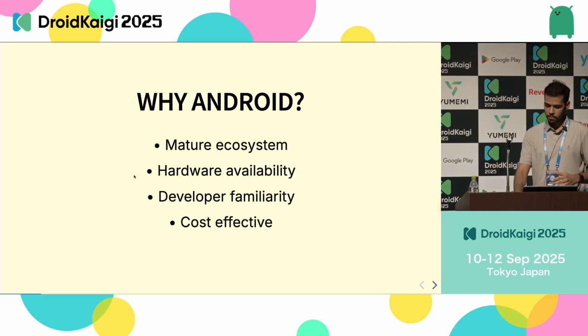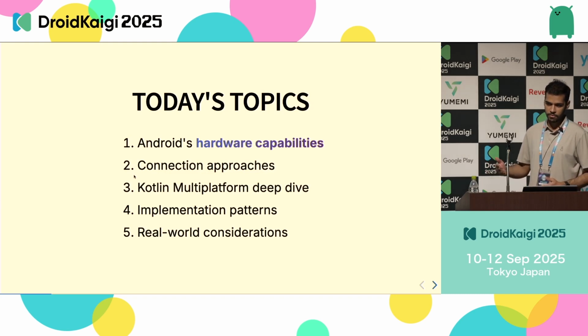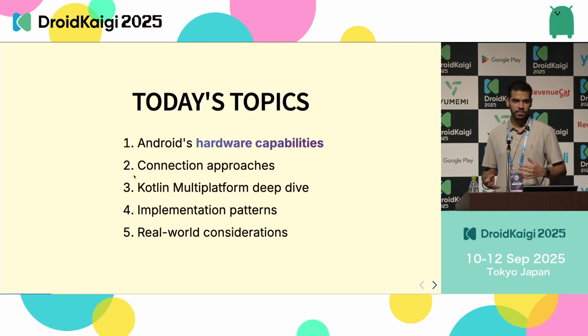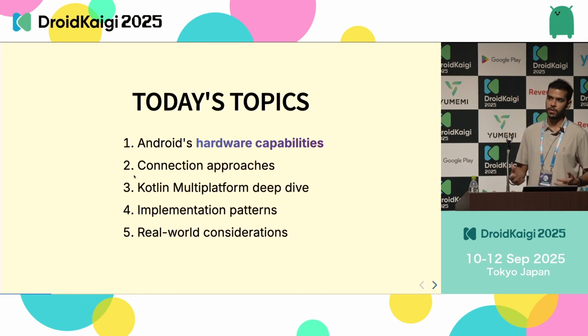Now, let's briefly cover what we are going to talk about today. We'll first talk about Android's hardware capabilities, that means how we can actually use them with industrial equipment. Second is, what are the different connection approaches you might want to use. Third is, how you can use Kotlin Multiplatform to work with Android and industrial devices. Fourth, we'll be looking at some real-time implementation patterns. And last, we'll look at some real-world considerations, because it's sort of experimental, it's not the best. So we have to go ahead with a step of precaution. So let's start with the first one.